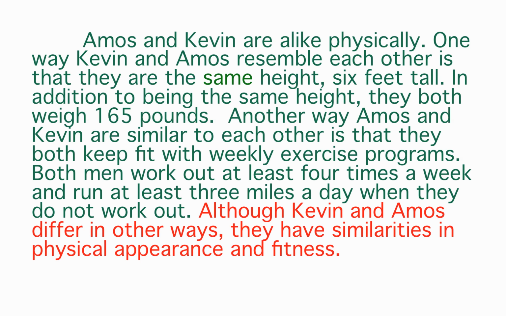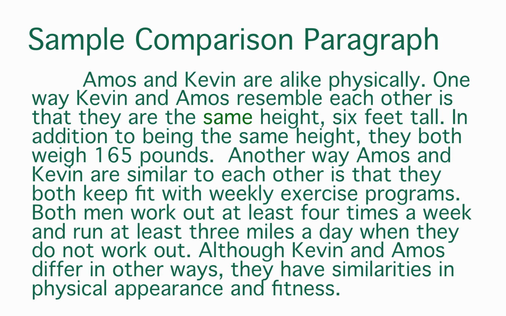So now we have our 3 supports for this paragraph, and we write our conclusion. Obviously, Kevin and Amos differ in other ways, so we'll give that as a concession. Although Kevin and Amos differ in other ways, they have similarities in physical appearance and fitness. And thus we have a sample comparison paragraph with 3 supports, and we've developed the 3 supports with specific information. We also have transitions that help us hold the paragraph together and connect back to the area that we are comparing, physical qualities.